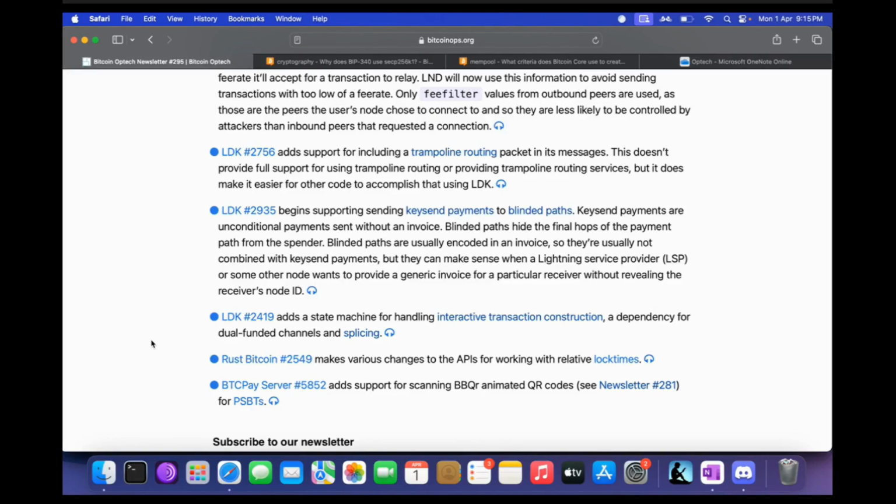Rust Bitcoin PR number 2549 makes various changes to the APIs for working with relative lock times. You know what relative lock times are, right? So yeah, Rust Bitcoin has made various changes to the APIs for working with relative time locks.